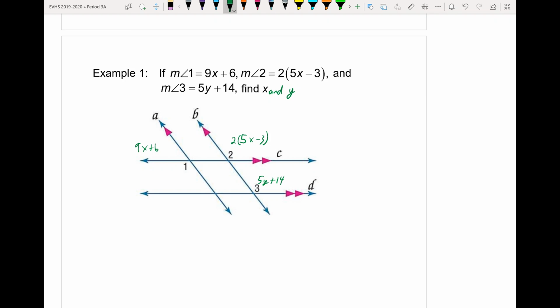Are we seeing any angles that are congruent or supplementary there? 1 and 2 are alternate exterior angles. Okay, 1 and 2. If I ignore line D for a second and use A and B as my parallels and C as my transversal, then yes, 1 and 2 are alternate exterior angles, and what do I know about alternate exteriors? They're equal to each other. So that tells me that 9x plus 6 is equal to 2 times 5x minus 3.